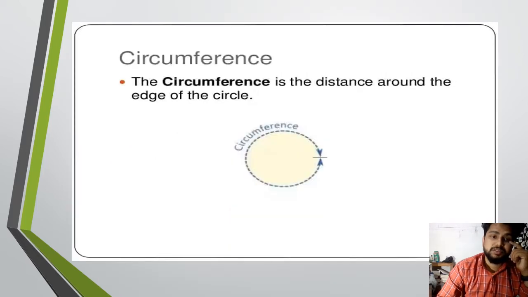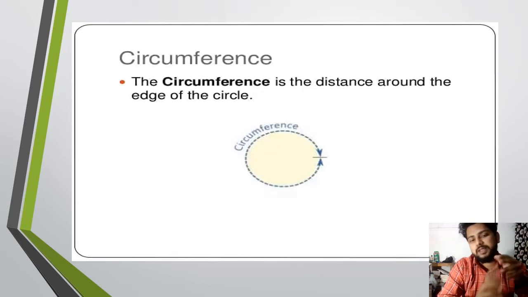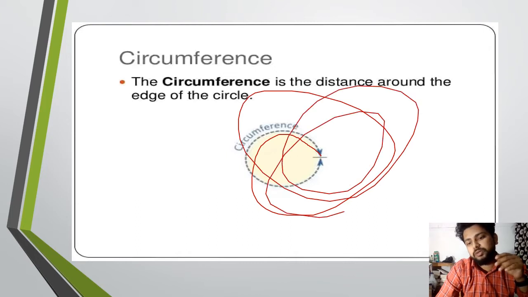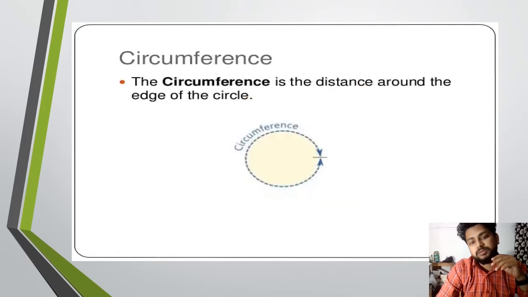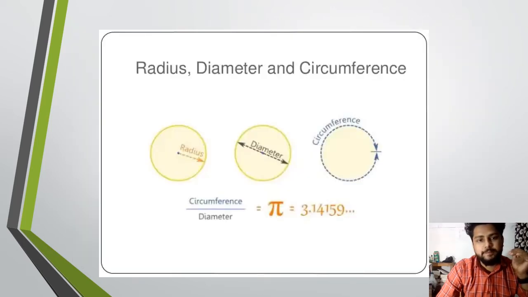Now we are going to move on to the next one. As I told you, the circumference is the distance around the edge of the circle. I mean, when we join all these points, what do you get? You get the circumference of the circle. Here is you, and all these small distances, small points. When we combine all these points, it's known as the circumference of the circle.